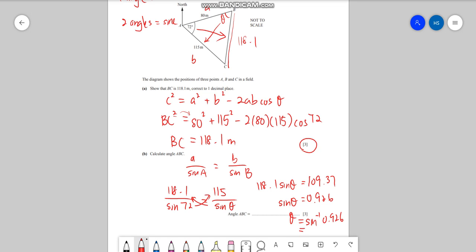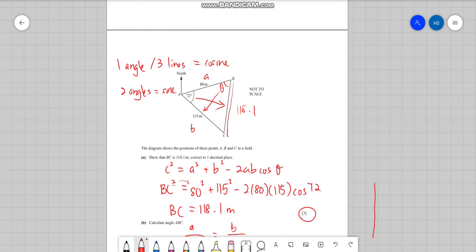So when we move the sine, it will become inverse sine 0.926. Okay. So how to key in inverse sine in your calculator? You just need to press shift and then sine, and then 0.926. You should get 67.82 degree. So this is your final answer.